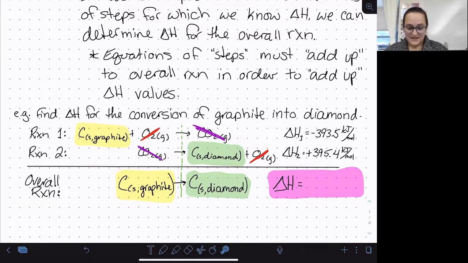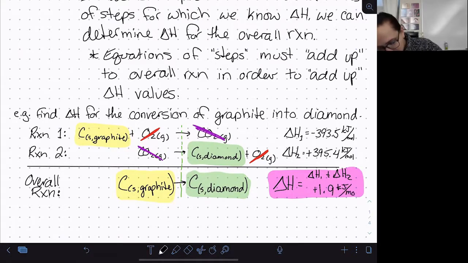The only thing that didn't cancel on the left was graphite. The only thing that didn't cancel on the right was diamond, which is exactly what we see here. So that means that our overall delta H is just going to be delta H1 plus delta H2, which gets us a total of positive 1.9 kilojoules per mole.